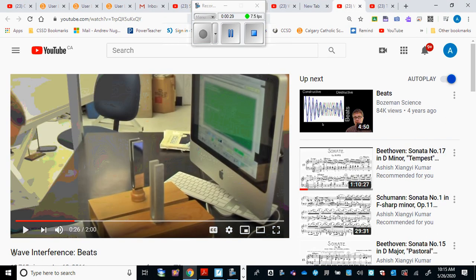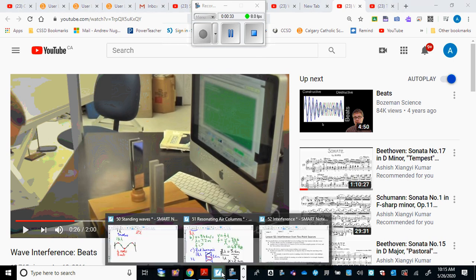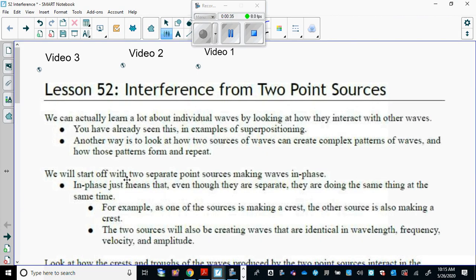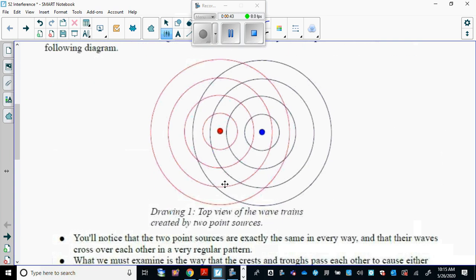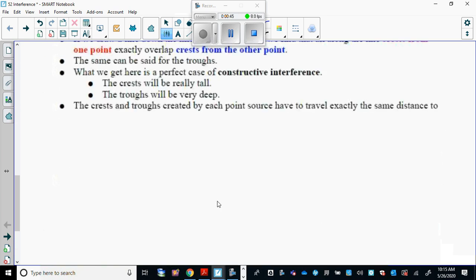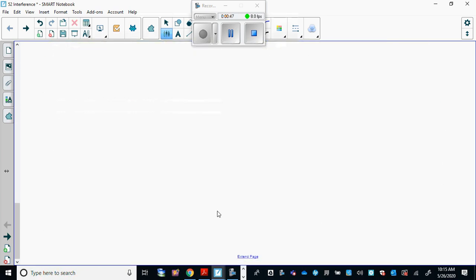And then there's another good video, wave interference beats. You can watch those two videos, and then you can come back to this. And I'm just going to explain interference from two-point sources as it pertains to Physics 30. Okay, so we've already talked about constructive interference and destructive interference. Now let's look at it.